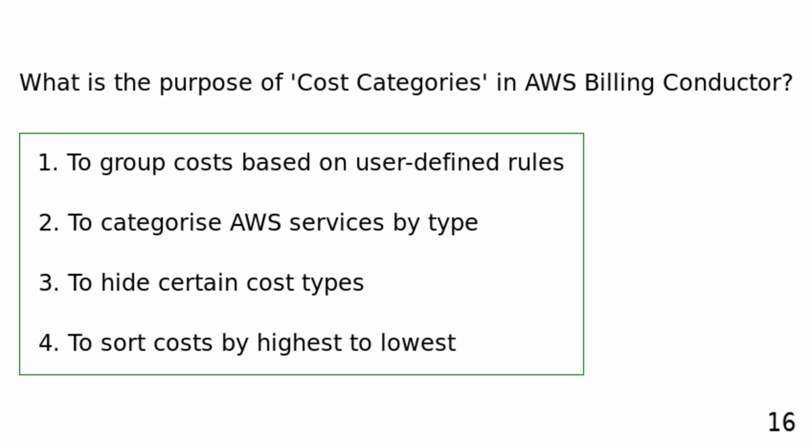To categorize AWS services by type. To hide certain cost types. To sort costs by highest to lowest.